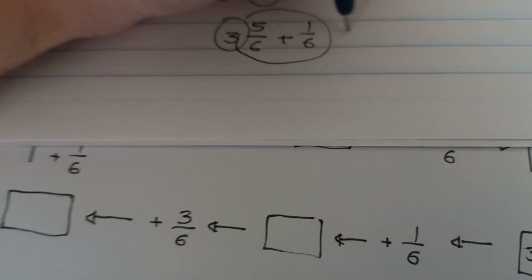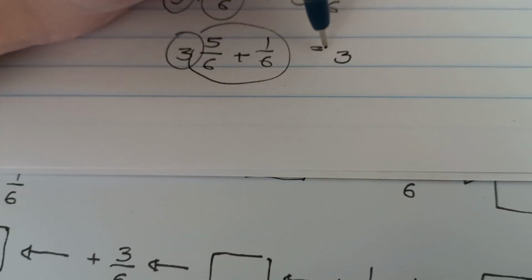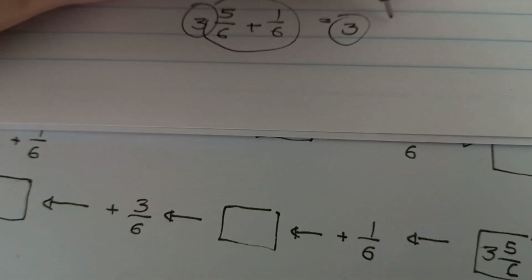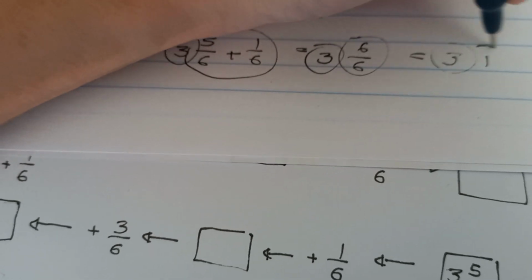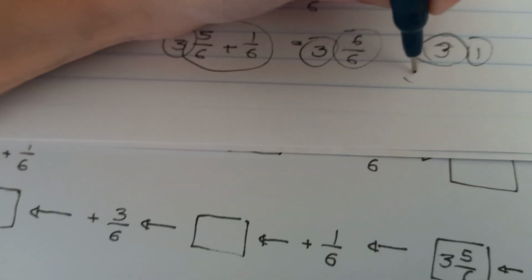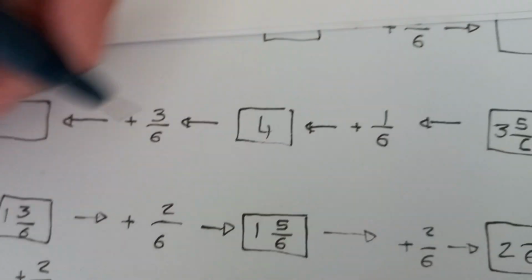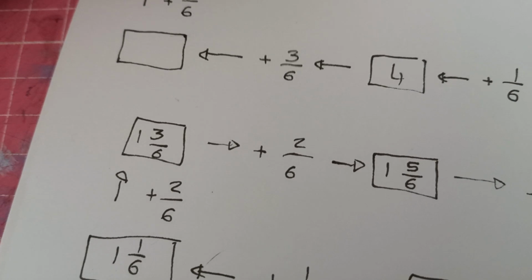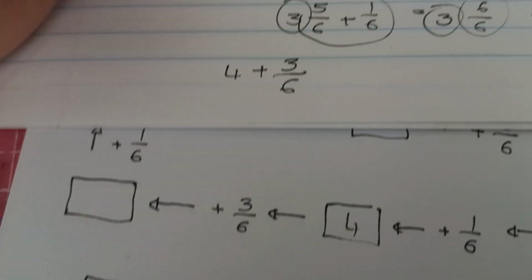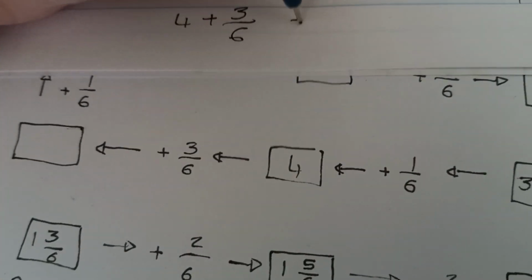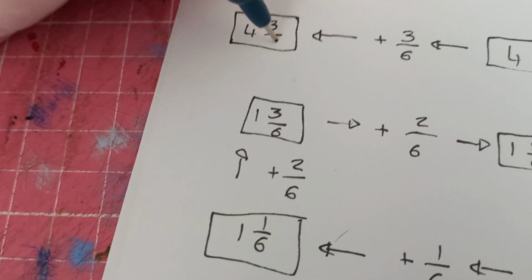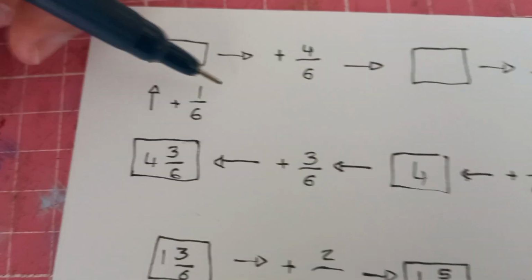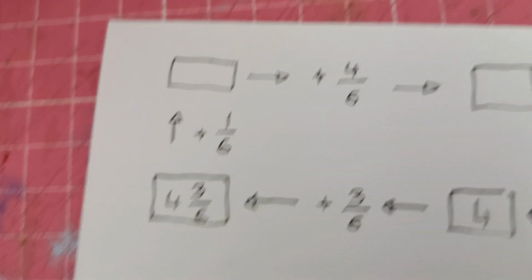Again, if we separate them into their bubbles, the 3 will be in its own bubble still. The 5 plus the 1 will give us 6 over 6. That becomes a 1, so it'll be 3 in its bubble, 1 in its bubble. 3 and 1 realize that they can be friends, so then it will become a 4. Okay, so 4 plus 3 over 6, because we're adding this 3 over 6 now. That will become 4 and 3 over 6, so that's what we're going to write over here. Okay, then we have 4 and 3 over 6 plus 1 over 6.